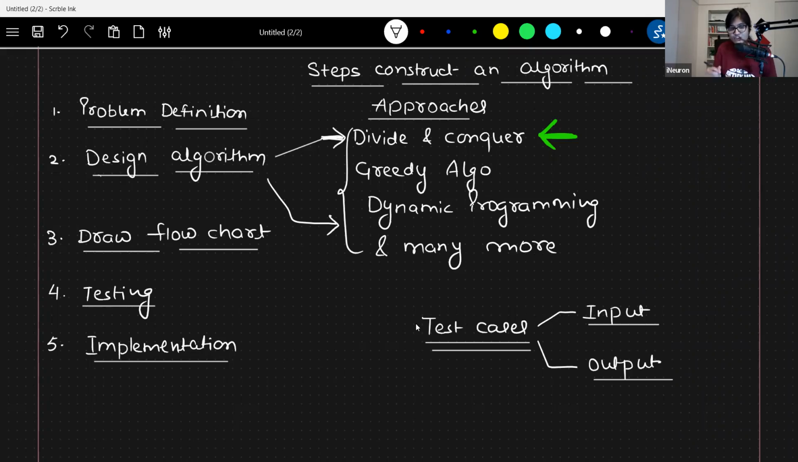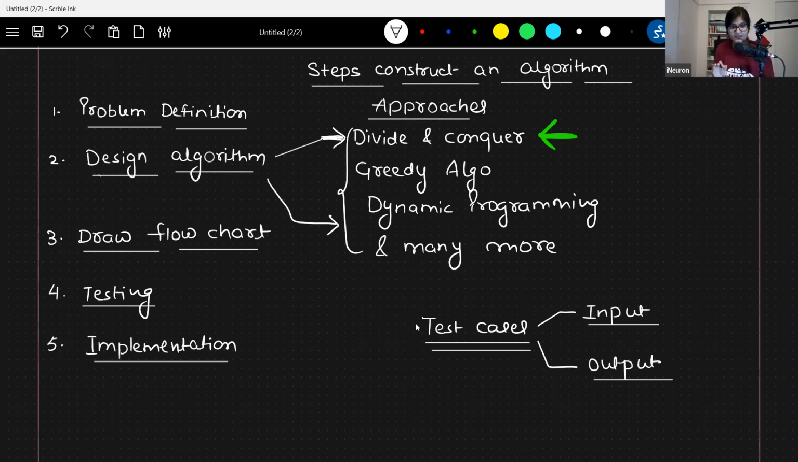Now, this implementation, as I told you, doesn't matter which programming language you are using. Algorithm is completely independent of any programming language. You can do the implementation with the help of any language. A programming language is just a tool to demonstrate whether whatever approach or logic you are applying is correct or not for the given problem definition.